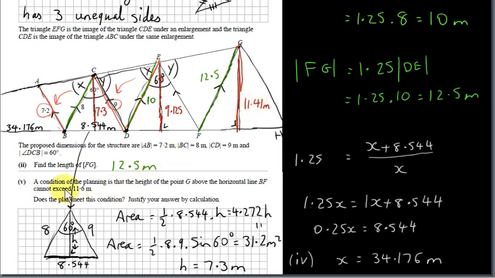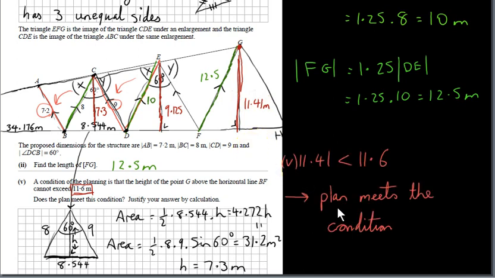So the condition is that the distance of G to the line BF does not exceed 11.6, and indeed it doesn't. We get 11.41, which is less than 11.6. So the answer to part 5 is that the plan does indeed meet the condition.